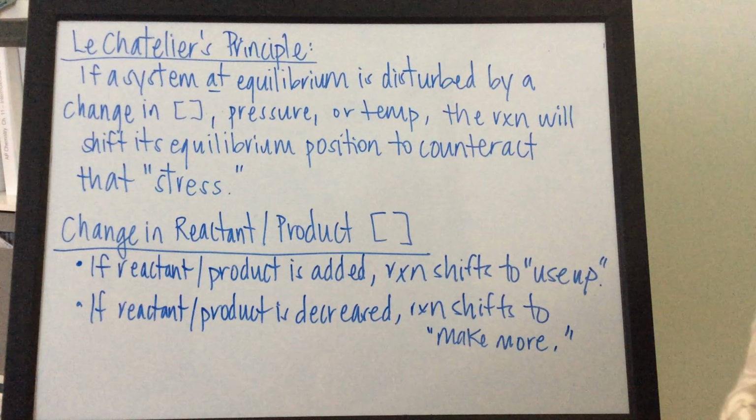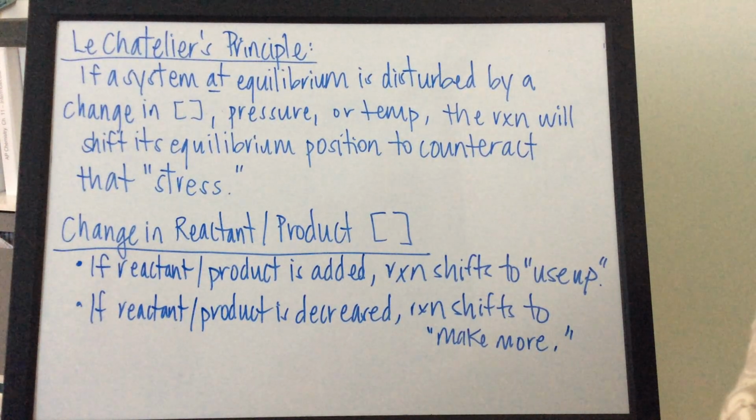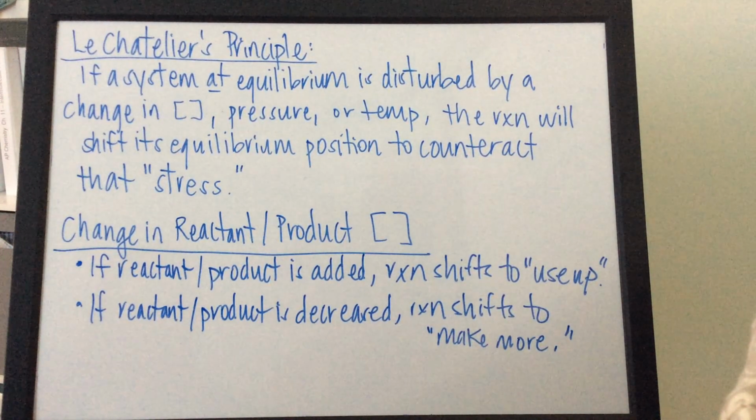The first bullet point says that if you have a reactant or a product and you add more of it, so that would be increasing concentration, you raise the concentration of one of your reactants or one of your products. Then the reaction is going to shift, is the word that's thrown around. The reaction is going to shift to use up that extra reactant or product, regardless of which one it is. Because in that situation, the stress is that there's too much of it, so you have to use it up.